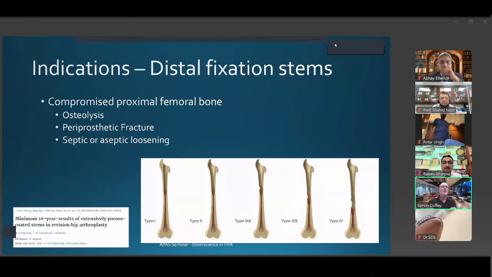So when would we consider the use of a distal fixation stem? Well, essentially when there's compromised proximal femoral bone, either due to osteolysis, periprosthetic fracture, or septic or aseptic loosening. And really, the father of distal fixation in revision is Wayne Paprosky, who proposed this classification over 20 years ago. Essentially, we're talking about the challenges of fixation in these patients where they're type 3A, 3B, and type 4 patients where there's significant compromise to the proximal femur. There are other options where we can use combined proximal and distal fixation in the type 1 and type 2 defects.